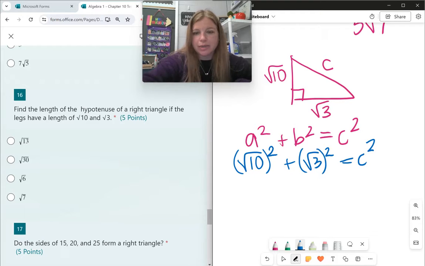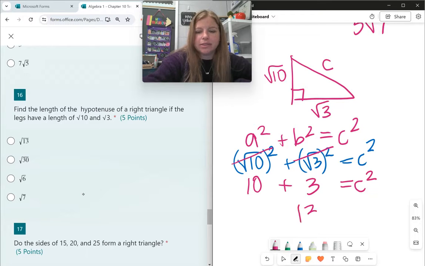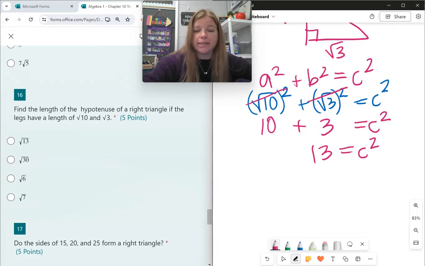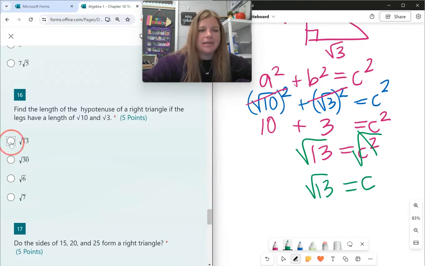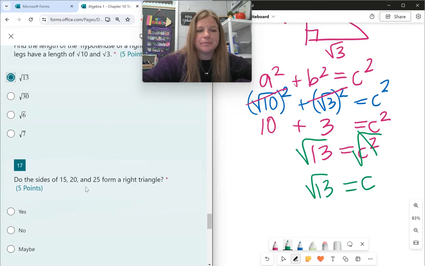Now this is going to work out really nicely because what's radical 10 squared? It's just 10. Plus what's radical 3 squared? It's just 3, equals c squared. 10 plus 3 is 13, equals c squared. How do I undo the squared? I take the square root of both sides, and when I do that, I'm left with the square root of 13 equals c, and 13 can't be broken down. That's just my final answer.